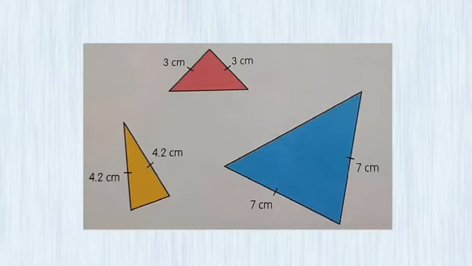I am going to explain the pink triangle. 2 sides of this triangle are equal and are marked by short lines. The length of each of these 2 sides is 3 centimeters.